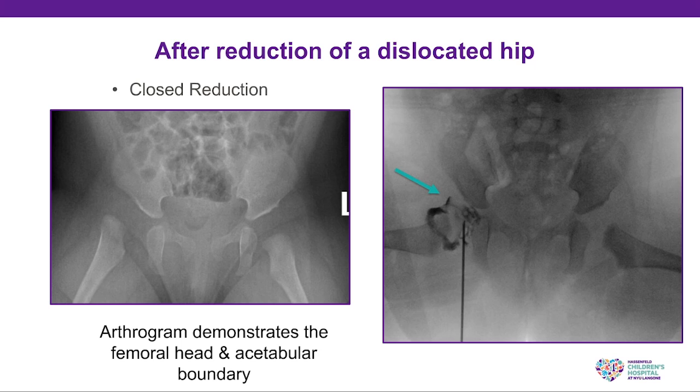Based on this child's young age, this patient was brought to the OR for a closed reduction, which was achieved. And at the time of the closed reduction, you can see that I did an arthrogram here, which is not always necessarily needed, but is a way to help you define the contours of the femoral neck and the acetabulum.